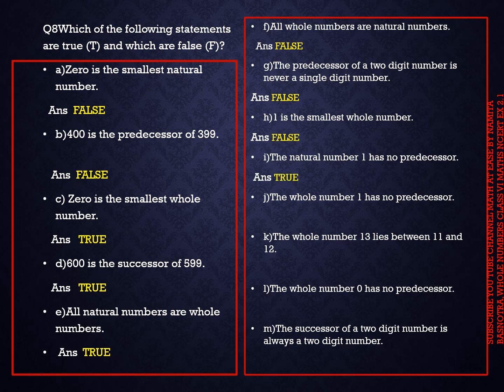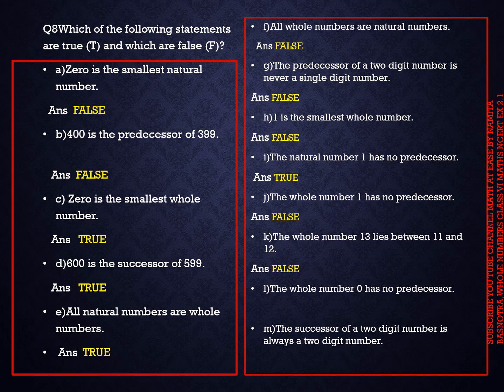So let's do the J part, where it says the whole number 1 has no predecessor. You see? So here the answer is false. Okay, and let's do the K part. K says the whole number 13 lies between 11 and 12. Oh my God, so difficult, right, for a class 6 child? So this is false. L part: the whole number 0 has no predecessor. That's correct. So it's a true statement.